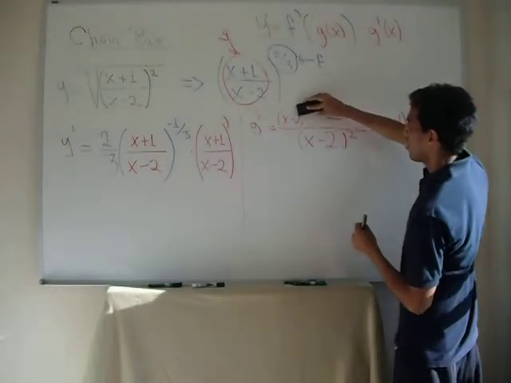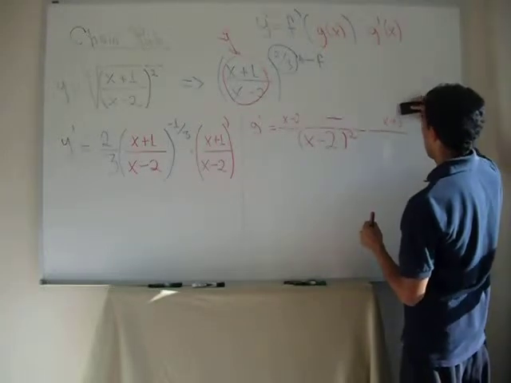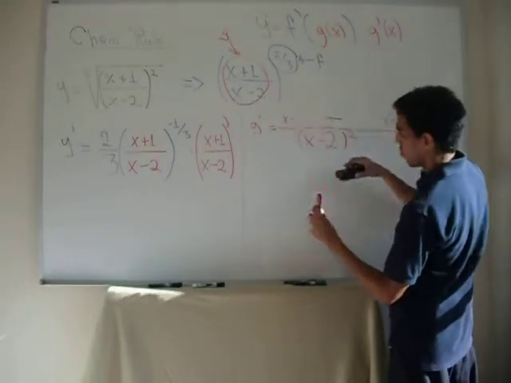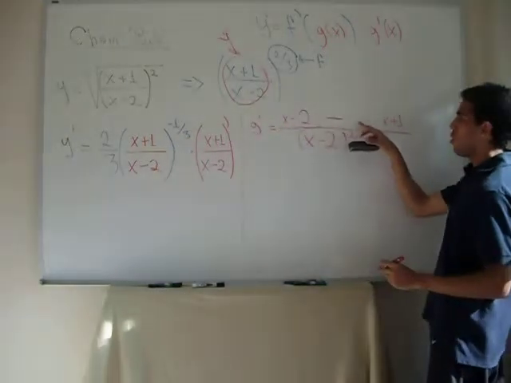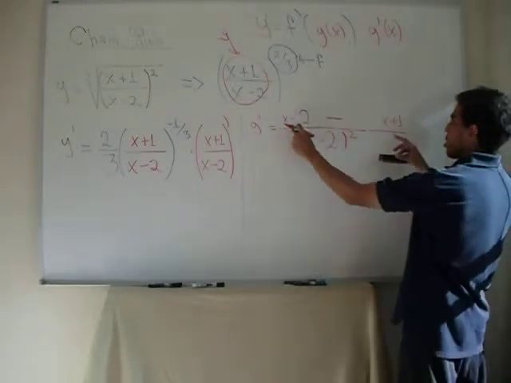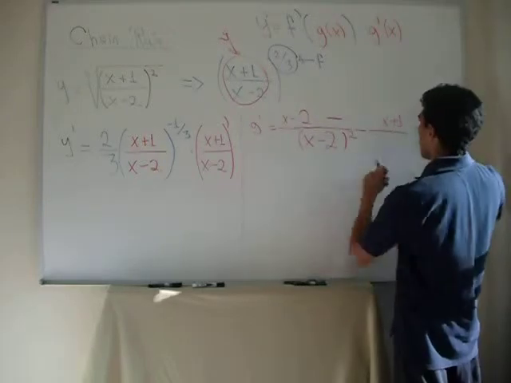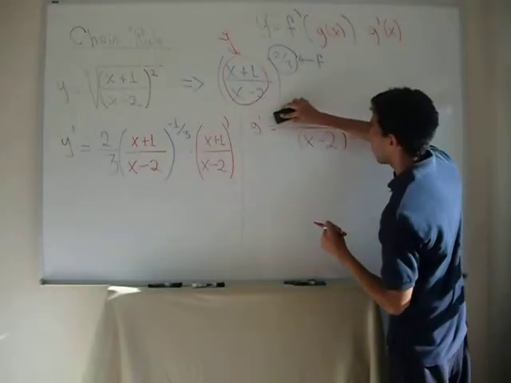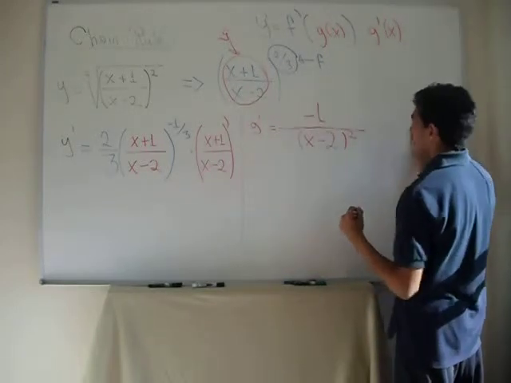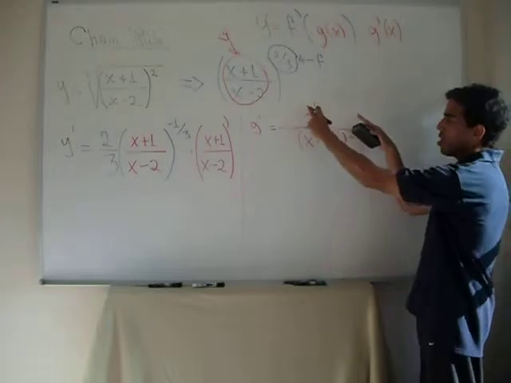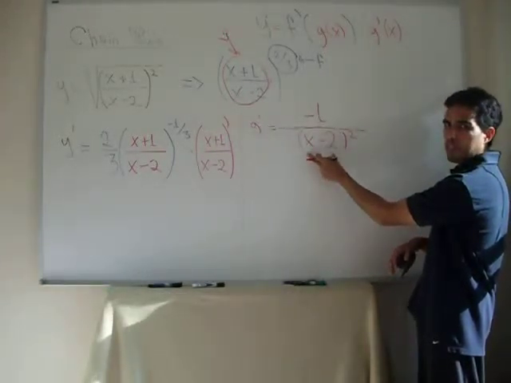Let's get rid of the parentheses. And let's rewrite that 2 again. x minus 2 minus x plus 1. x minus x, 0, minus 2 plus 1, minus 1. So I end up having minus 1 up here. And the lower part stays the same. So this is g prime: minus 1 over x minus 2 squared.